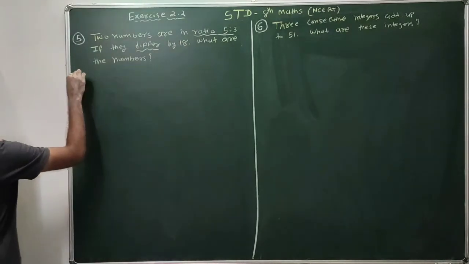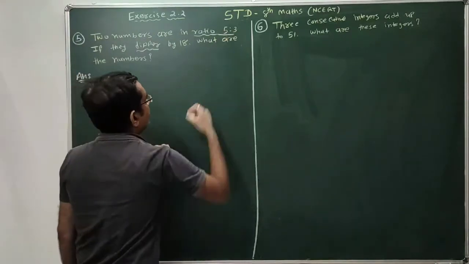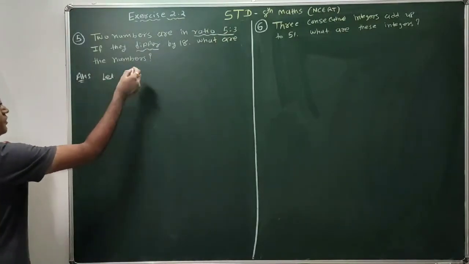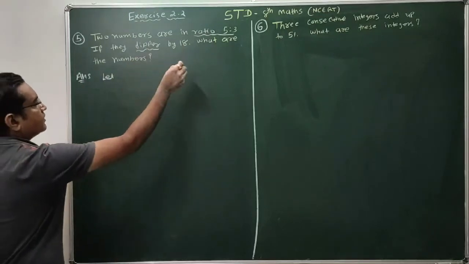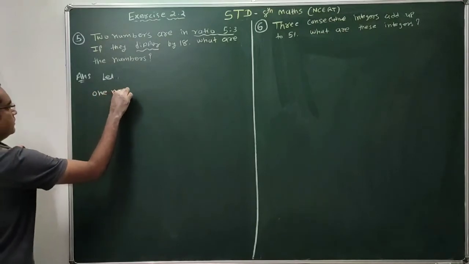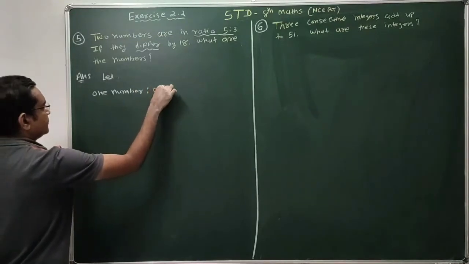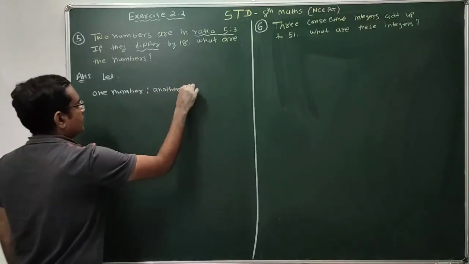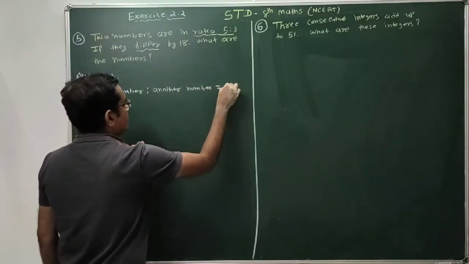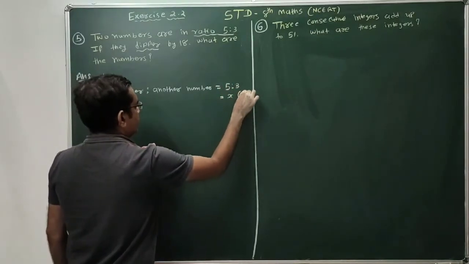Done? So solution. Whenever the ratio between two quantities is given, what you have to do? We write: let the two numbers be one number and another number. The ratio of one number and another number be 5:3 and that is equal to, let, x.